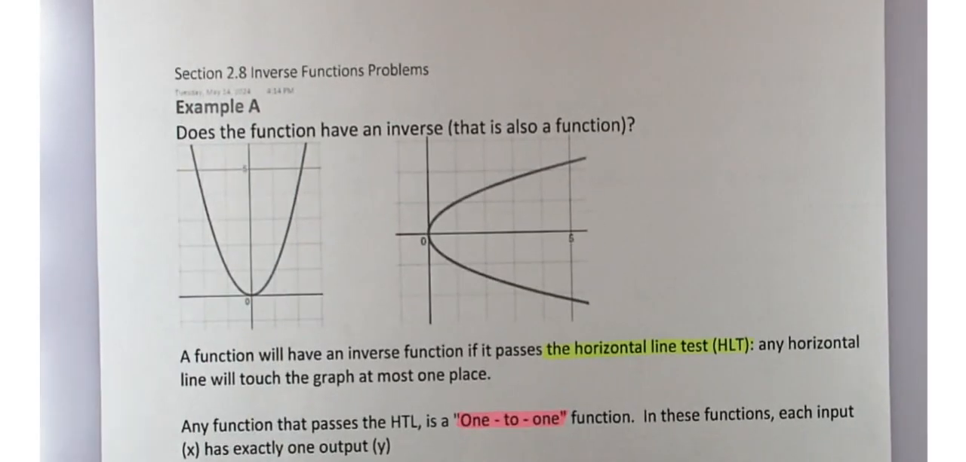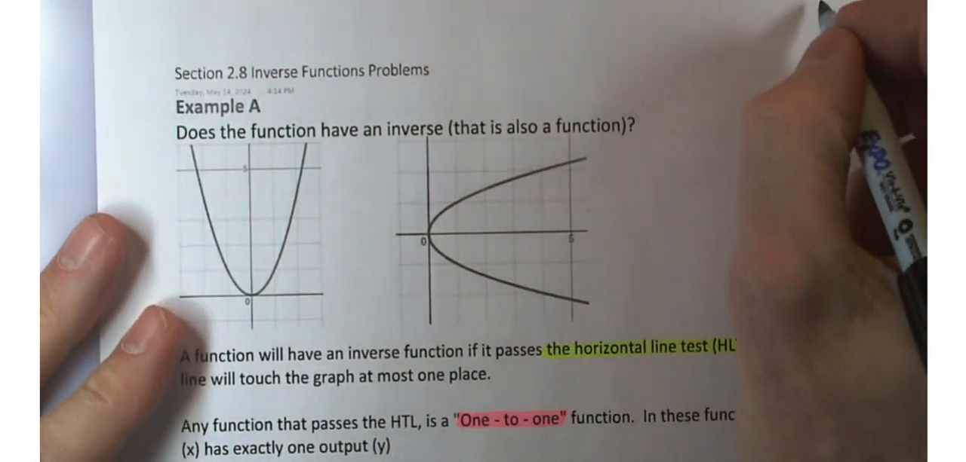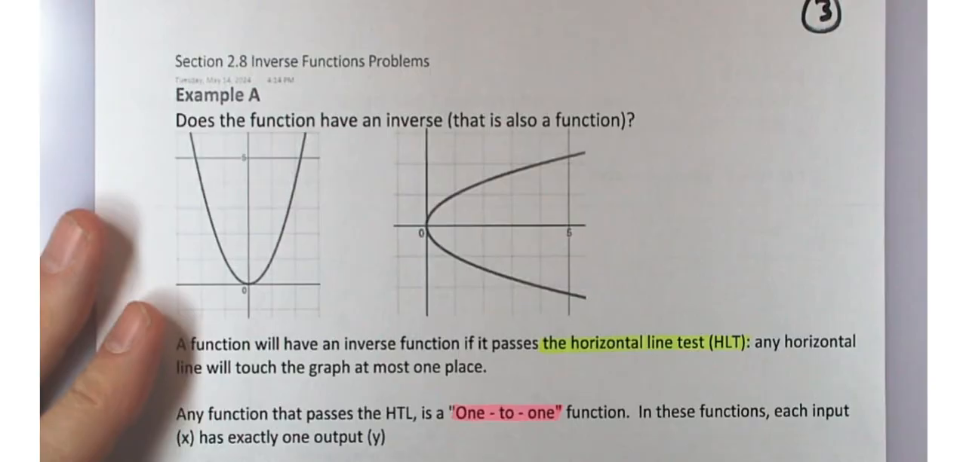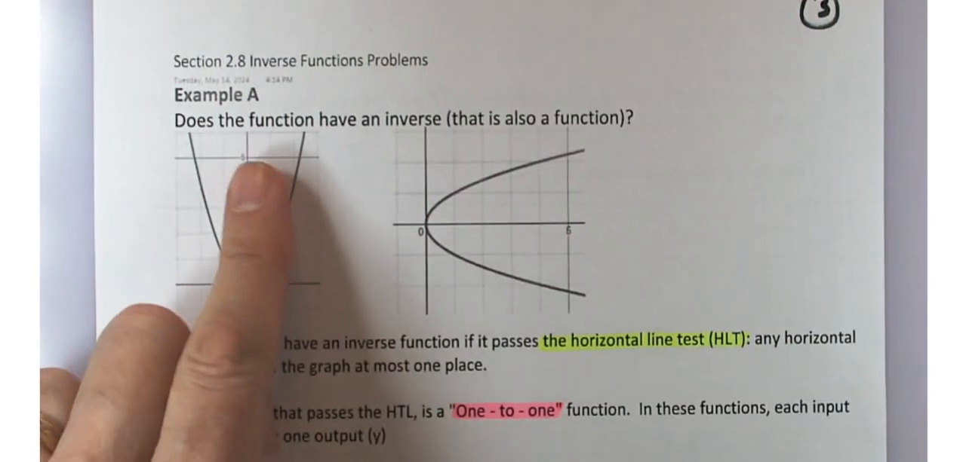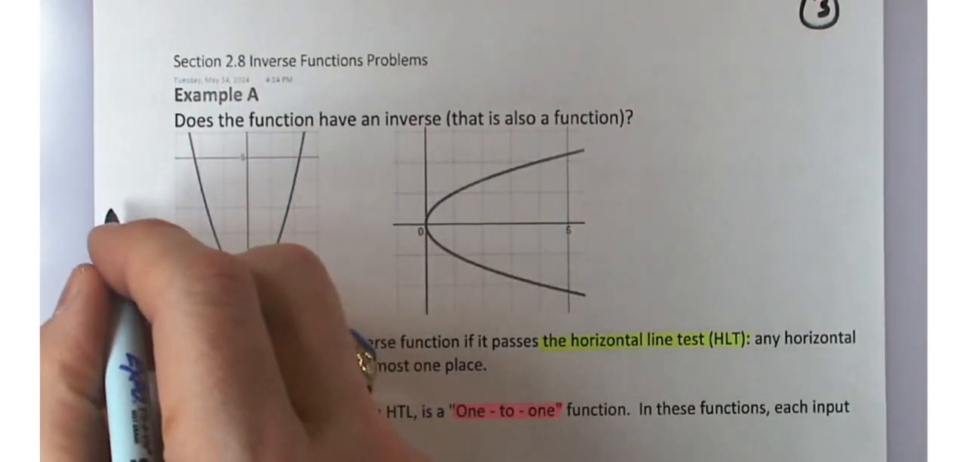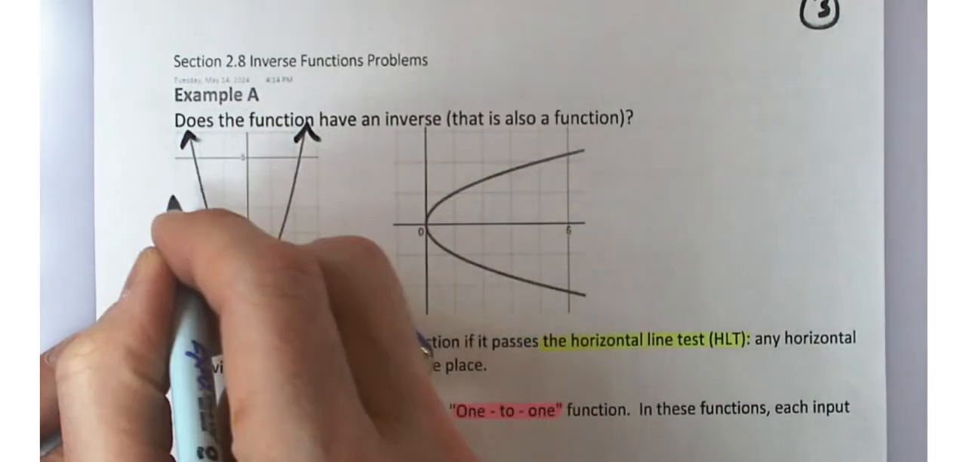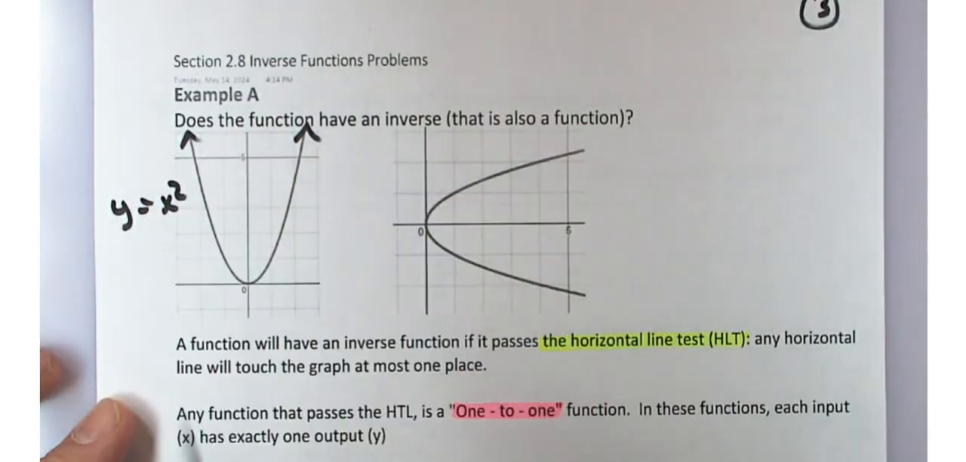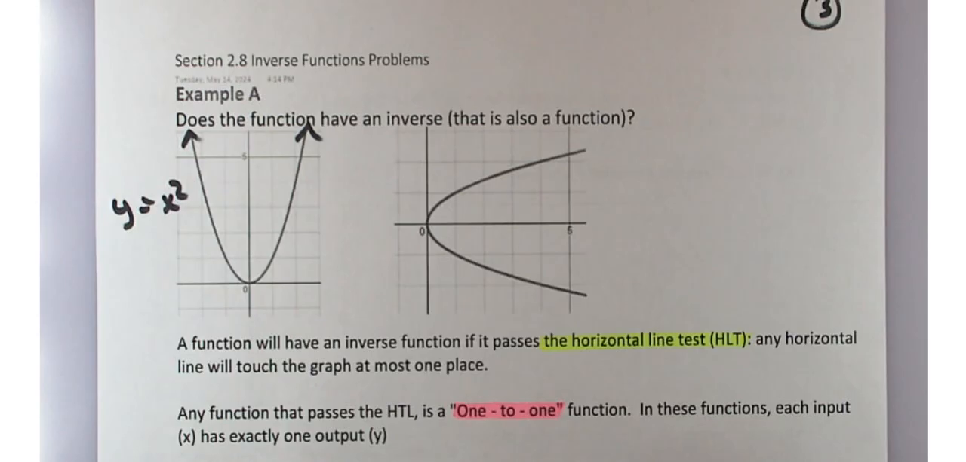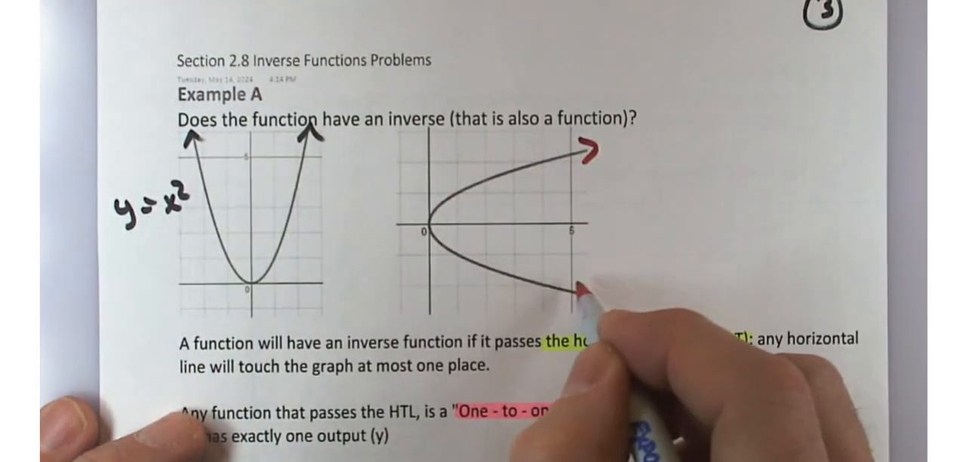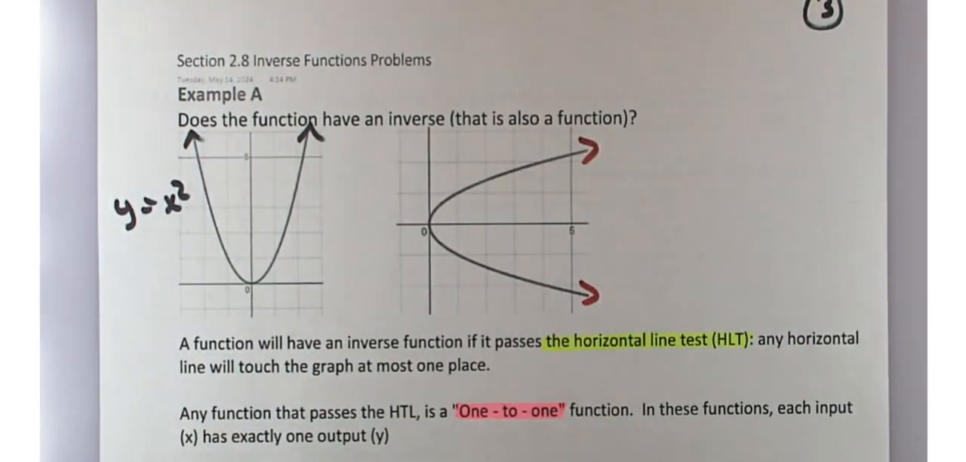Let me reiterate something here, and you're going to do it through example A. This is the graph of y equals x squared. Does this function have an inverse that is also a function? Yes or no? What do you think?